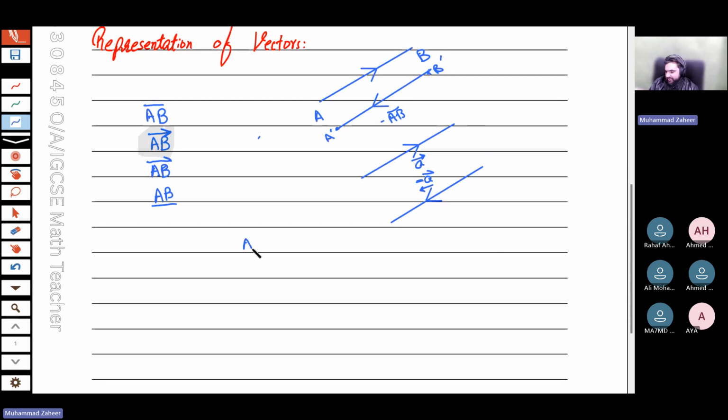So from here we get that vector AB can never be equal to BA, because from A to B it is moving from A to B, and from B to A you are moving from B to A. The direction is opposite, so they can never be the same.